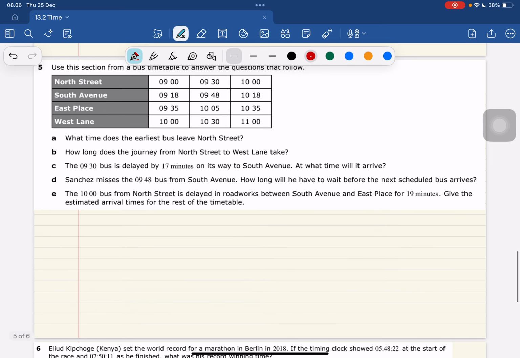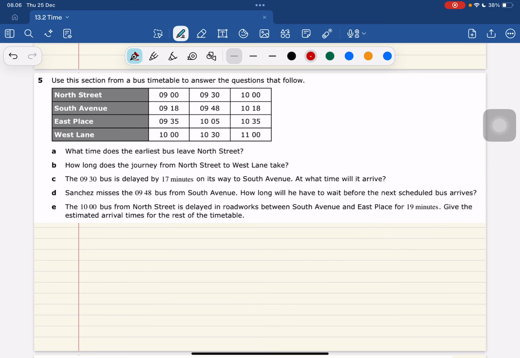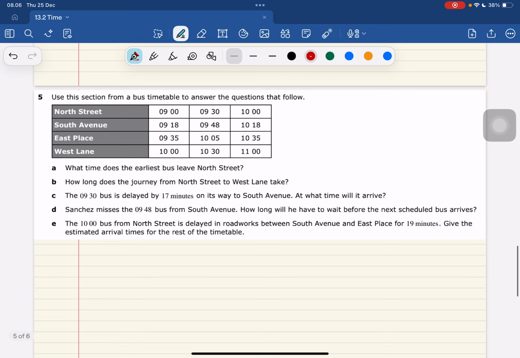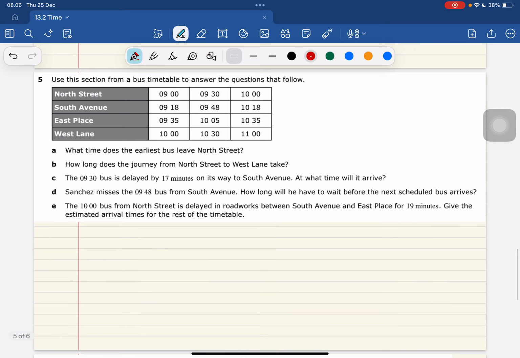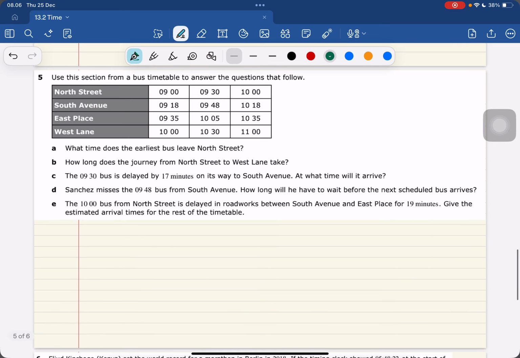Okay, next, number 5. Use this section from a bus timetable to answer the questions that follow. What time does the earliest bus leave from the North Street? Here, the North Street. The earliest is 9 o'clock. Here, this is the earliest. How long does the journey from the North Street to the West Land take? Okay, from here to the West Land.